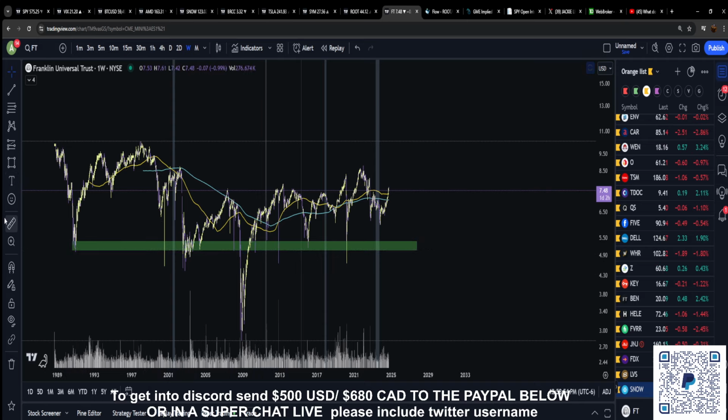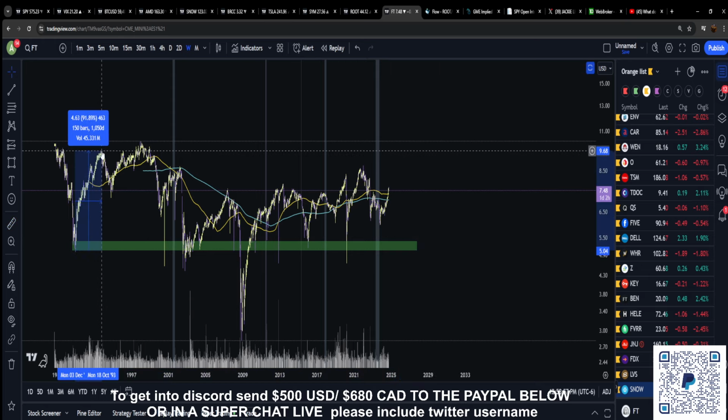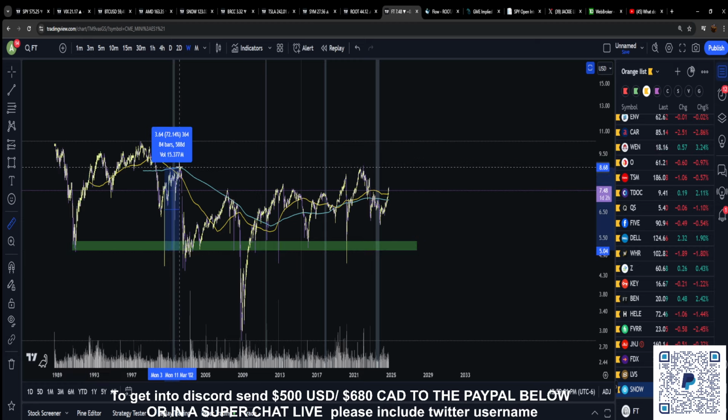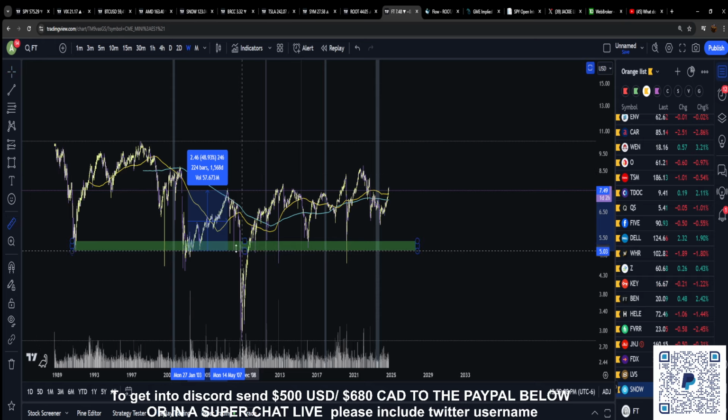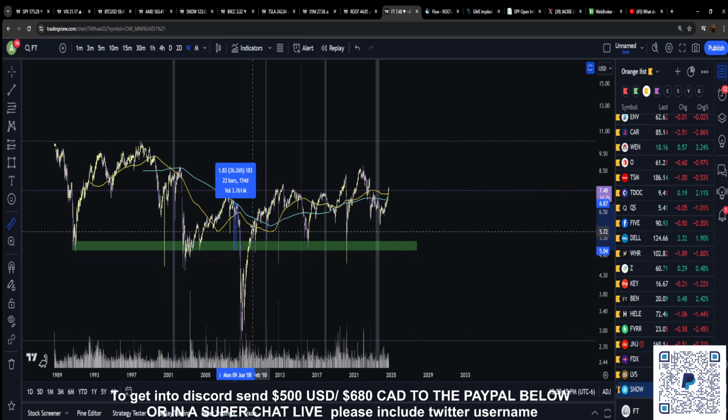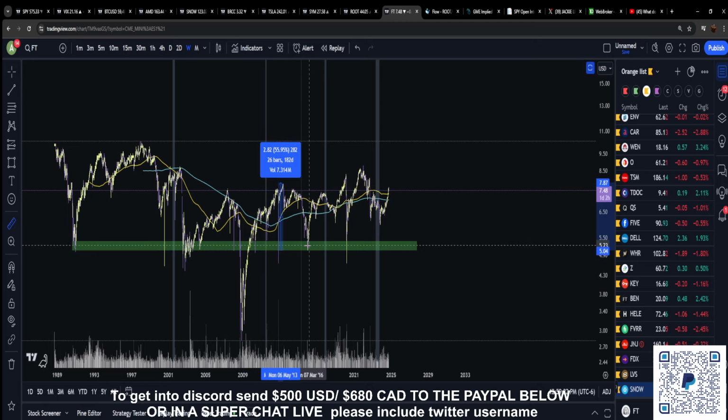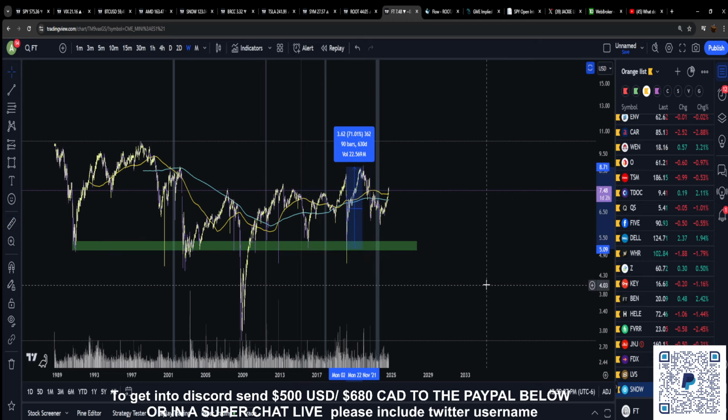Look at this. The first time you ever tested that box, that gave you a 90% move. Next time you wicked below it, but we'll just say you buy it every time it gets there, 72%. The next time it got to that very same box, also wicked slightly underneath it, no big deal, 48% gain. Next time it did that, another big gain. Next time it did that, oh no, market crash. But then we recovered after the market crash. Tested it again, bye-bye. Tested it again, bye-bye.